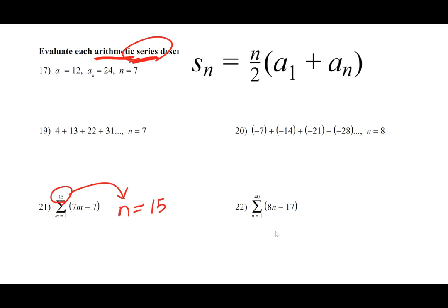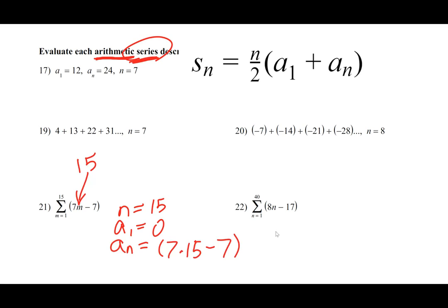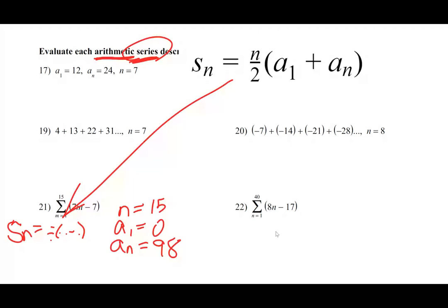Then 21, the top number, n equals 15. To get a sub 1, you plug in 1 for the n. So 7 times 1 minus 7 turns out to be 0. And then for a sub n, you plug 15 into the n. If you plug in 15, you're going to get 98. Use those three numbers to find S of n, the sum, and there it is.